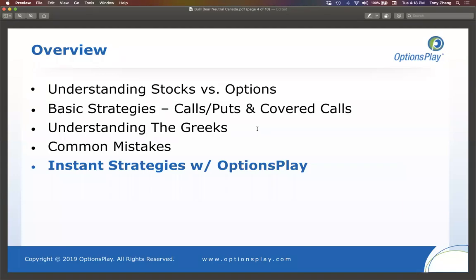Before I jump right into it, I just want to get a quick glance of the audience. Please bring up your chat window, which is at the bottom of your screen, and type new if you're new to options trading, or experience if you have some experience trading options. I just want to get a sense for the audience here in the room. So again, new if you're new to options trading, and experience if you have some trading experience with options. Okay, great.